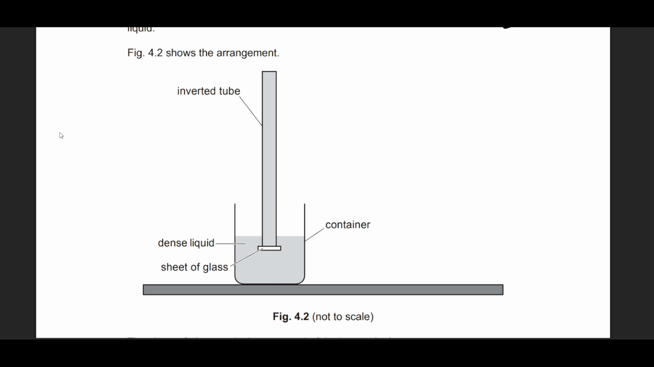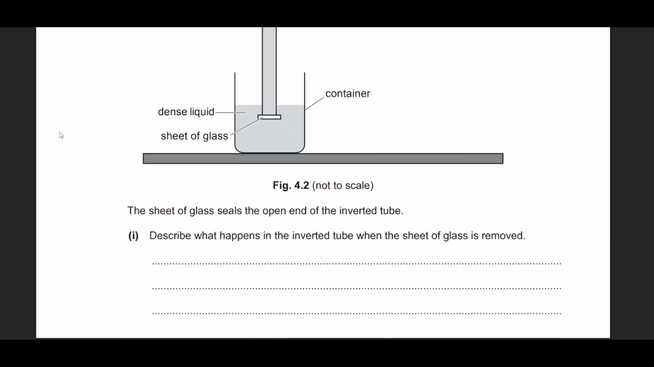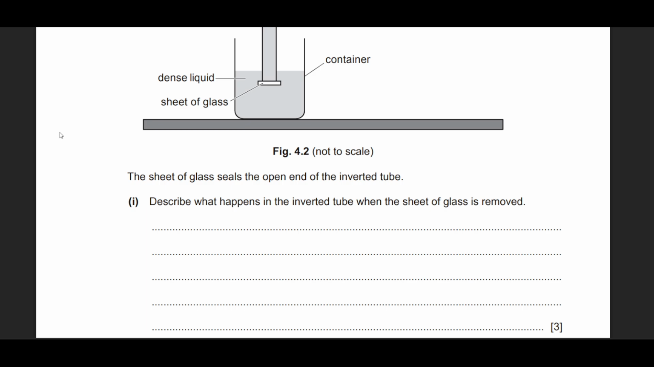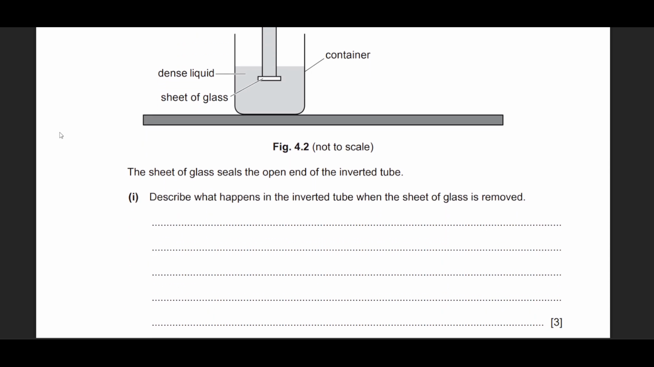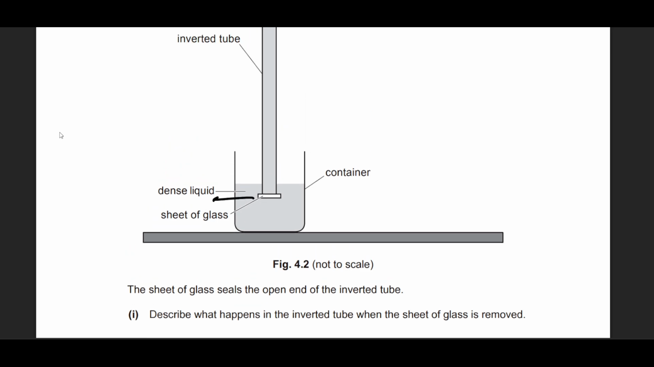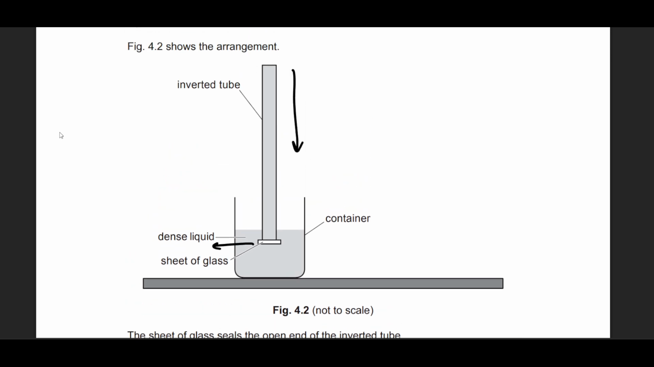Now he says that the sheet of glass, this glass seal, will be removed. It will be moved from this position, and you can see that the tube is filled to the brim. It is fully filled. What happens is the tube is inverted. When you remove this lid, this liquid will start falling down because of its own weight, but it will stop at a certain point. It will not be able to fall any further.